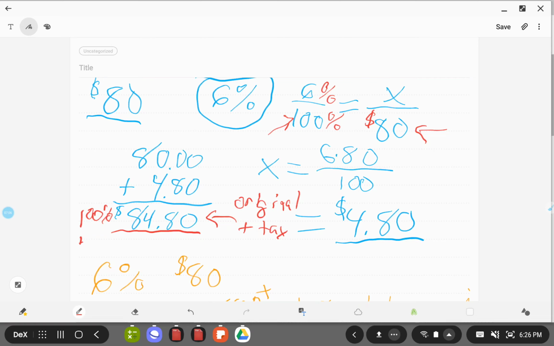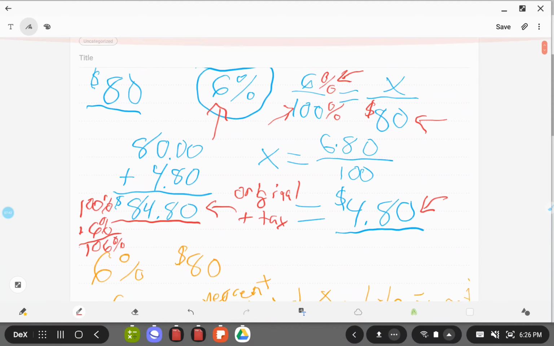plus, sorry for the sloppy plus sign, plus that 6%, right? 100% plus 6%. So our final answer of $84.80 is actually 106% of the original. All right, think about that. Because the $80 represents the 100, and our answer of $4.80 that we came up with here matched with the 6% that we had up here, right? So the $4.80 was the 6%, and the $80 was the 100%.